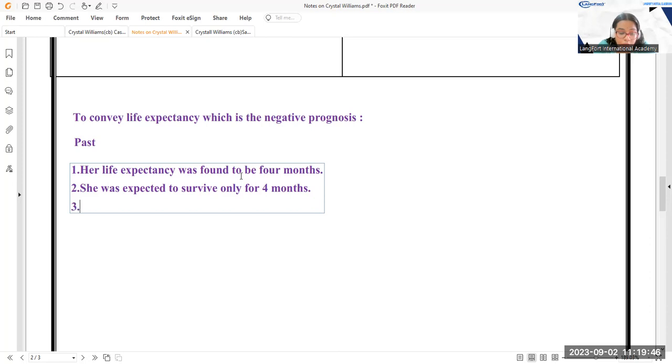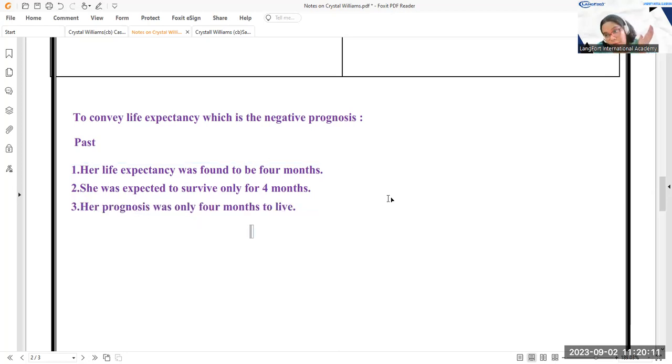You can mention the prognosis, not negative prognosis. You can write, her prognosis was only 4 months to live. So if you're bringing prognosis into the picture, you need to mention it like this. You can say her life expectancy was found to be 4 months, or she was expected to survive only for 4 months, or her prognosis was only 4 months to live. All of you go through it.